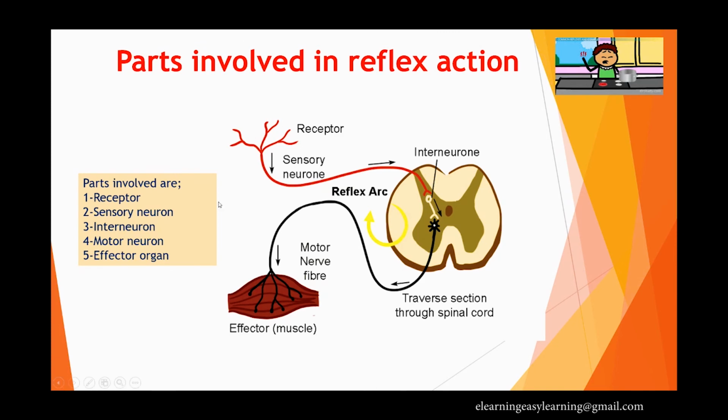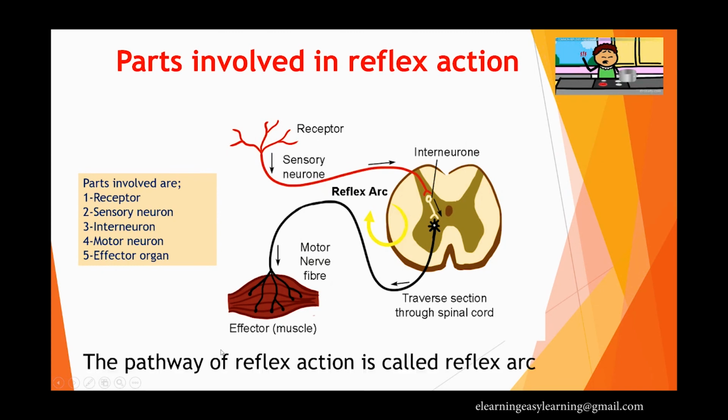So in this case, we can see that there is a pathway of this reflex action from receptor organs to sensory neuron to the interneuron to the motor neuron. Finally, it ends up in the effector organ. And this pathway of reflex action is known as the reflex arc. So reflex action is a special kind of responsive mechanism in our body to save the body from dangerous situations. So that is all about this video on reflex action.